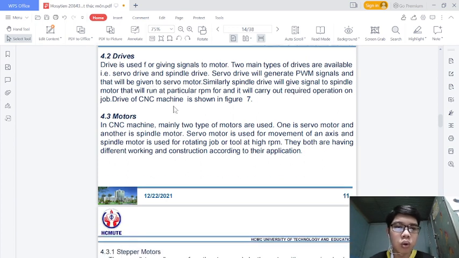4.3 Motors. In a CNC machine, mainly two types of motor are used. One is the servo motor and another is the spindle motor. Servo motor is used for movement of an axis and spindle motor is used for rotating the job or tool at high RPM. They both have different working and construction according to their application.